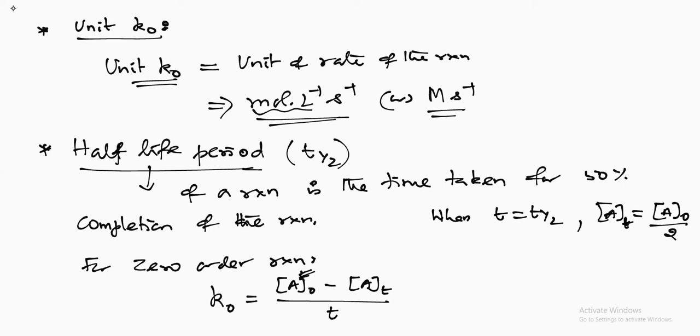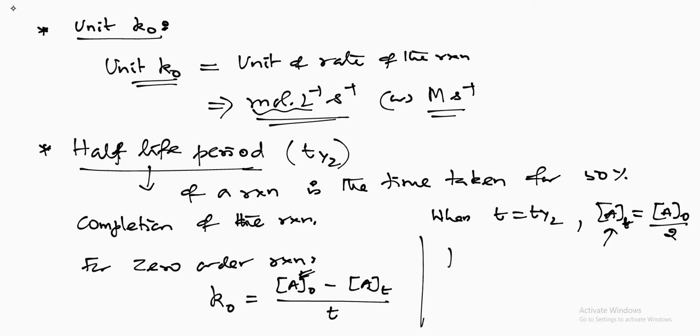What is At? At is the concentration of the reactant at time t. When time becomes the half-life, what will be the concentration of A? It is half of the initial concentration, am I right? Okay, so the initial concentration is A naught. A naught by 2 will give you the concentration of A at the half-life. So now I am going to put those values here.